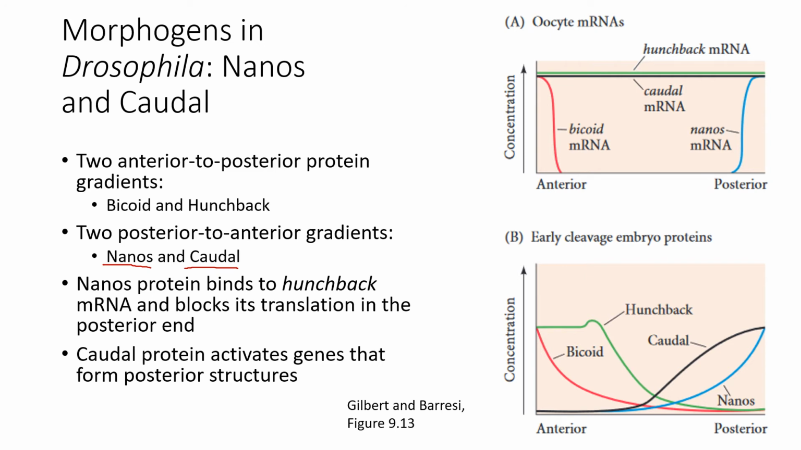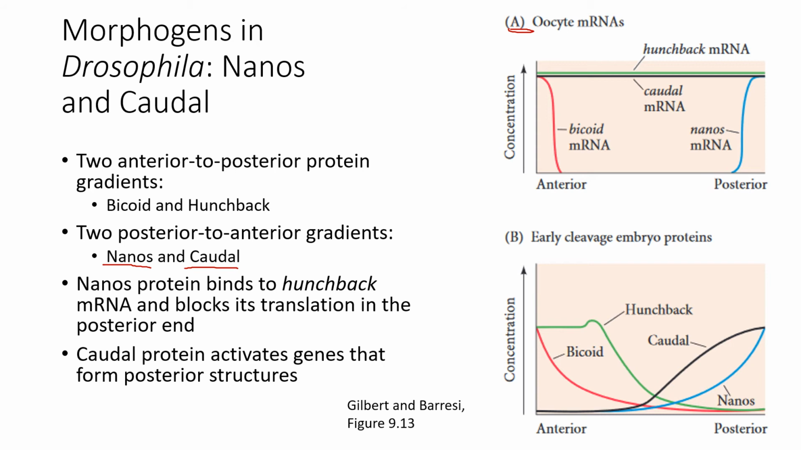Now this figure, figure 9.13, shows us how the concentrations of all of these proteins and their associated mRNAs change between their location in the oocyte and in the embryo once the oocyte's fertilized. So in the oocyte, part A of the figure, we can see that bicoid and nanos mRNAs are almost entirely located in the anterior and the posterior regions respectively. Meanwhile, hunchback and caudal mRNAs are found all throughout the oocyte. They haven't been localized into any particular region.